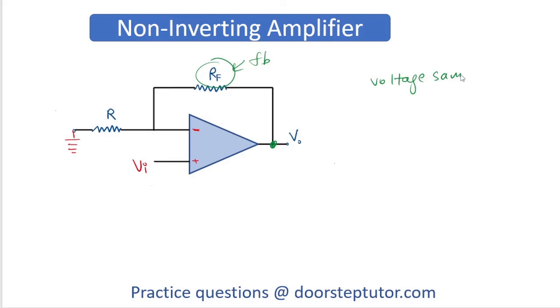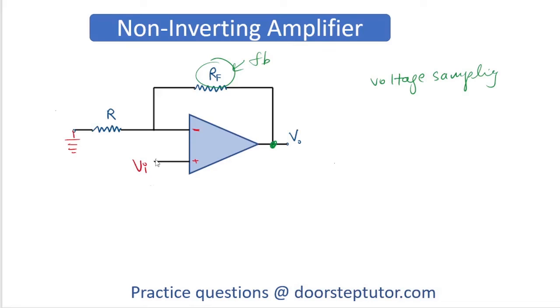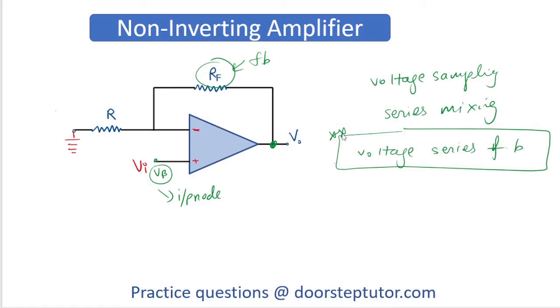The next step is to find the connection between the feedback and the input node. If the feedback is directly connected to the input node, then it has shunt mixing, otherwise series mixing. As you can see, this is the input node, VB. There is no direct connection between the feedback and the input node, so it is series mixing. So what kind of feedback does it have? It has voltage series feedback. So the non-inverting amplifier has voltage series feedback.